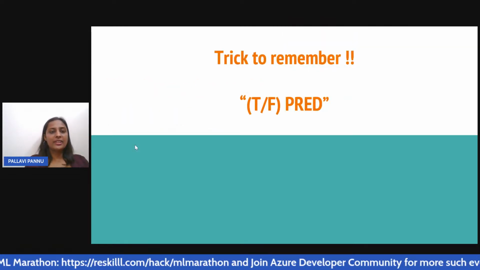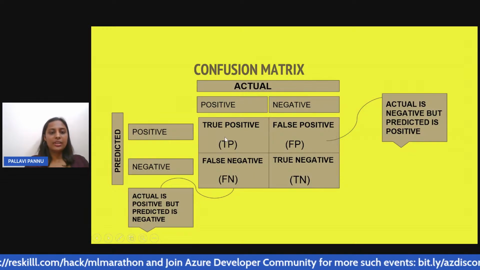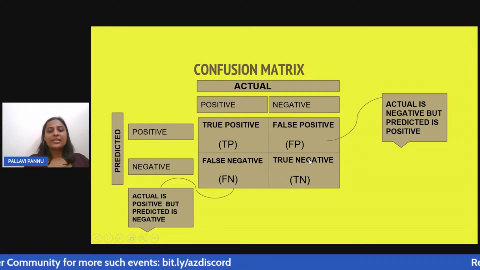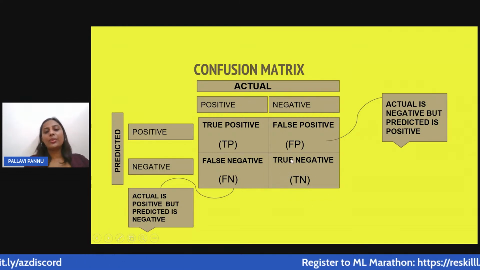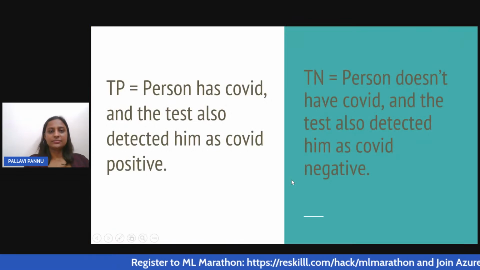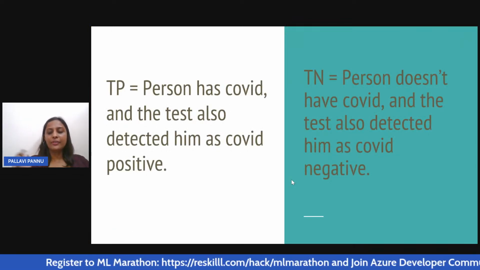So let's verify this. In the case of true positive, what was my actual? Positive. Predicted also positive. So both are matching. Next is true negative. My actual was negative, predicted also negative, so true negative. Okay. So true positive and true negative.